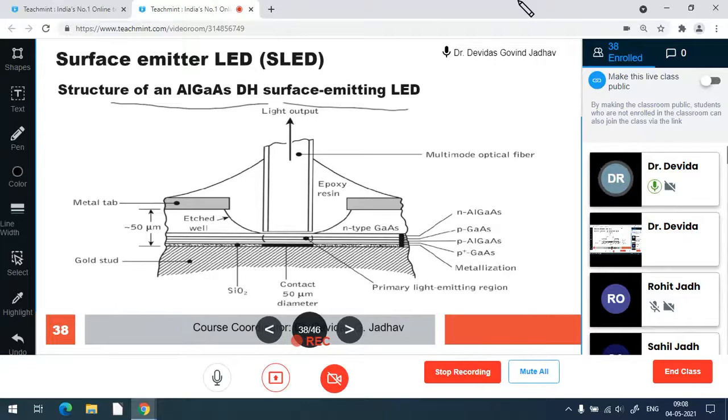If you carefully observe here, five layers are there to make the double heterojunction layers. Then there is an optical fiber cable to take the optical photons out from the active region to the medium. The fixing is done by epoxy resin. Then there is metallization on both sides, and to take the photons and connect the fiber there is a well, and these are the dimensions and materials shown.